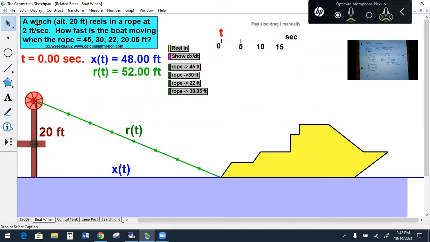All right, a winch, which is this thing, the reel, at an altitude of 20 feet. It's not the incredible growing dock. That's at 20 feet. It's not changing, okay? Is reeling in a boat at 2 feet per second. How fast is the boat moving when the rope is 45 feet out? Again, they give all these other choices, but we're just going to do the first one.